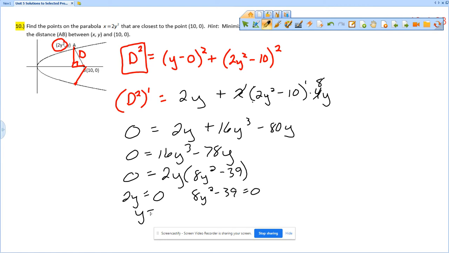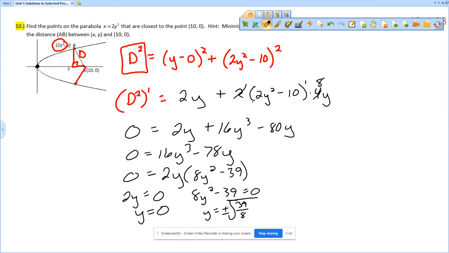So obviously here y equals 0. Based upon the picture, we know that that's not going to be the answer, but it is still a critical number nonetheless. And then we have this 8y squared minus 39, so I'm going to add 39 and divide by 8. So y equals plus or minus the square root of 39 eighths.